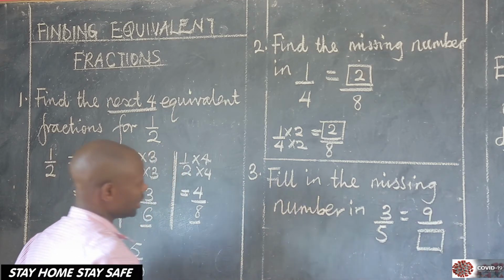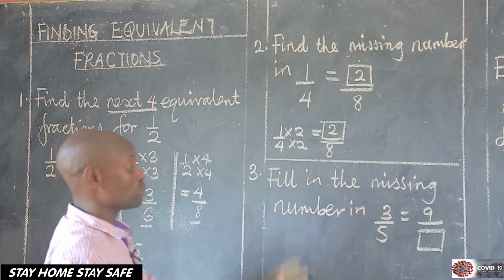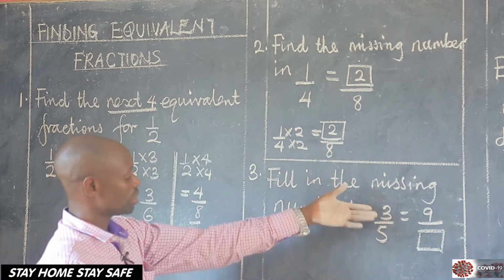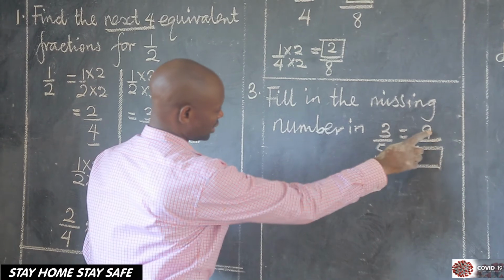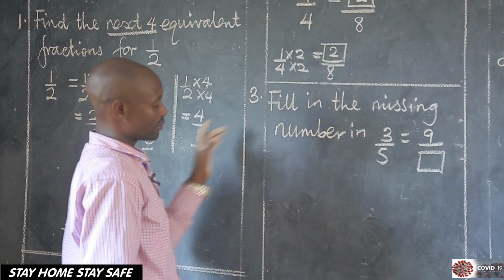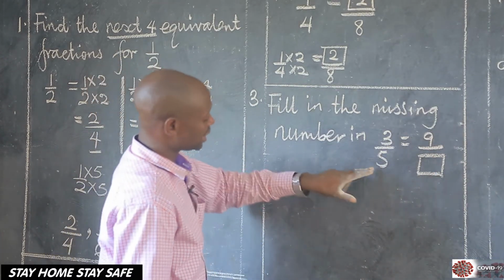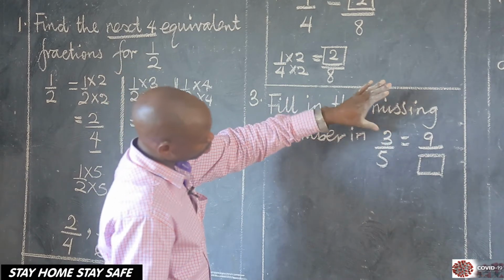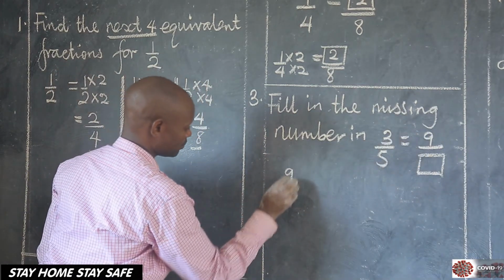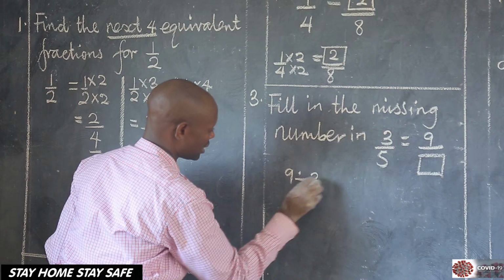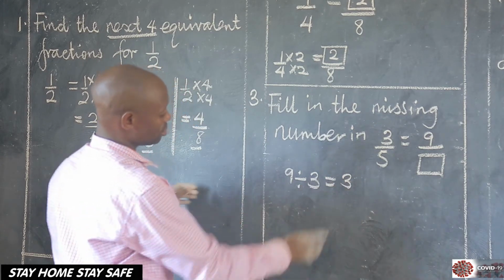So what do we do in this case? You can use equivalent fractions just the way we have done it. But we have also a short method which we can use to get the answer directly. How? Compare the numerator and the numerator, denominator and denominator. Numerator, numerator, I have 9 over 3. Denominator, I have a box, so I can't use this 5. So I'm going to compare the numerator and the numerator. So you take the bigger numerator, you divide it by the smaller numerator, which is going to give you 3. So it means the common number which I'm going to use is 3.